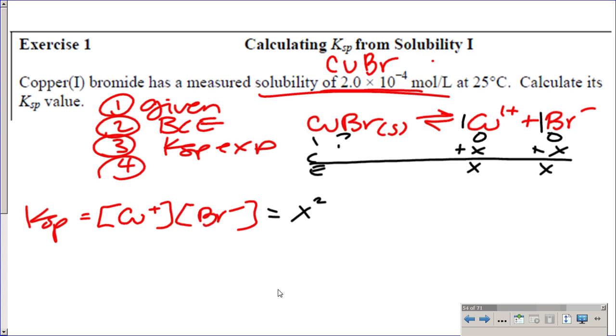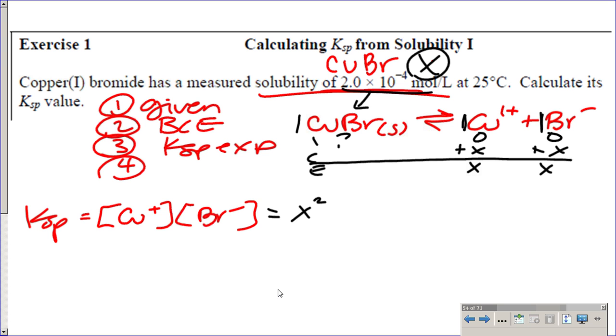I can't solve for x because I don't know the Ksp value. We're supposed to find the Ksp value. So technically, using logic, that means I know X. If I don't know Ksp and I'm solving for it, it means I know X. The reason I know X is because it's telling me that this amount of copper 1 bromide is dissolving. Since this dissolves in a 1:1:1 ratio, whatever number I was given for the copper 1 bromide is exactly the same here. So when it gives you solubility, I always think it has given me X. Anytime they give me a solubility, they have given me X.